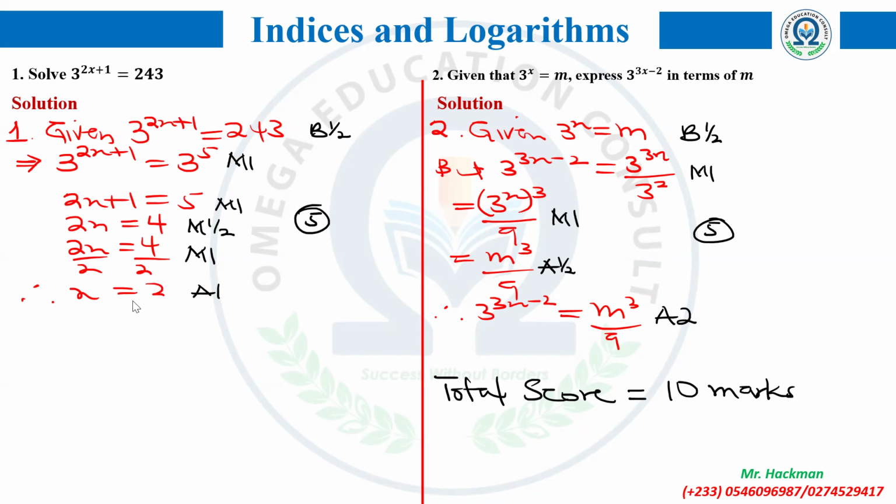But if you wrote the solution once, don't worry, it's the same assignment. I won't penalize you. Okay, so in this case, we are given 3 to the power x equals m. You extract this. This relation is very important. We are supposed to express 3 to the power 3x minus 2 in terms of m. This is in terms of x, basically.